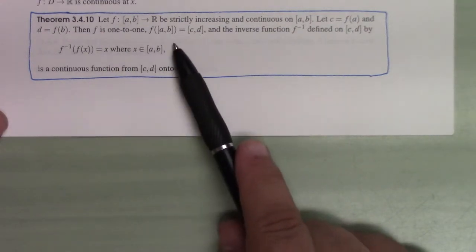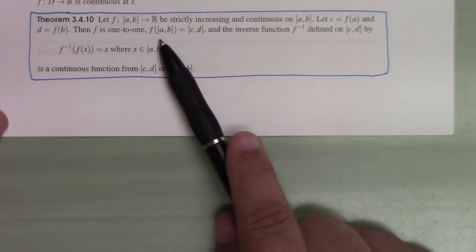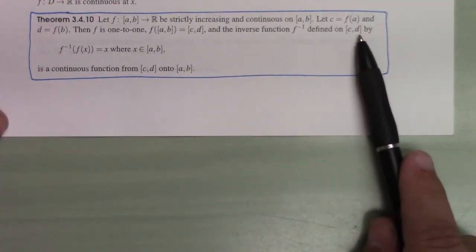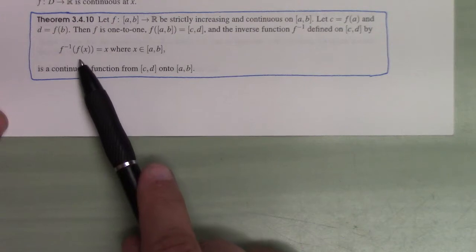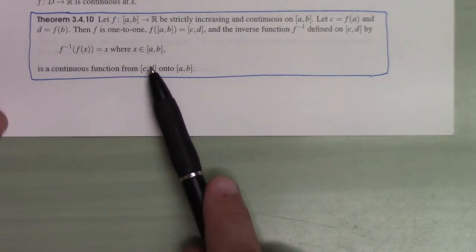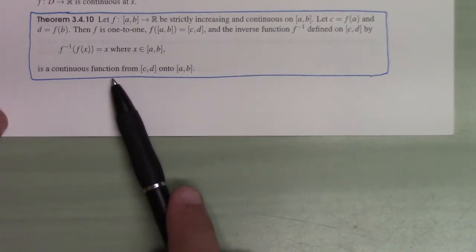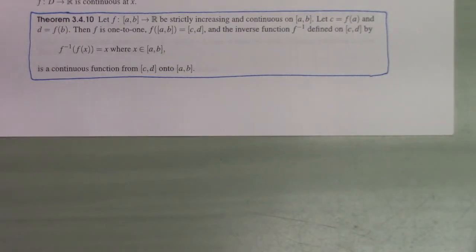All right. And indeed, f of ab is equal to c comma d. And also the inverse function from CD to AB is defined by f inverse of f of x equals x, where x is anything in the closed interval a to b. That's a continuous function, in fact, from CD onto AB. So this is the inverse function theorem, which says that, in a nutshell, if you have an increasing continuous function on a closed interval, then the inverse exists and is likewise continuous.